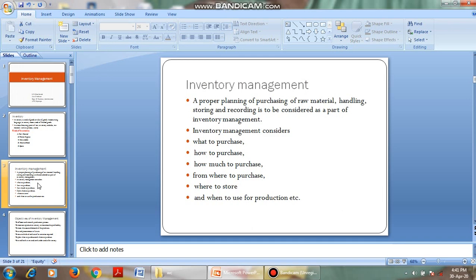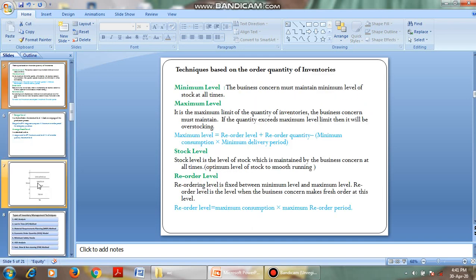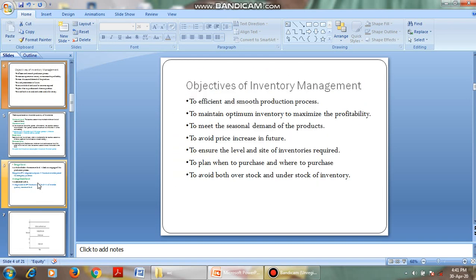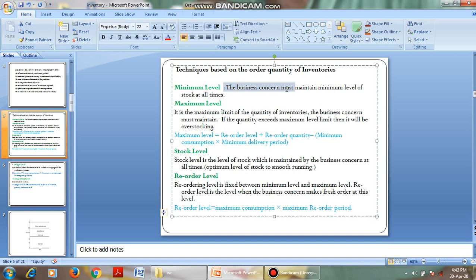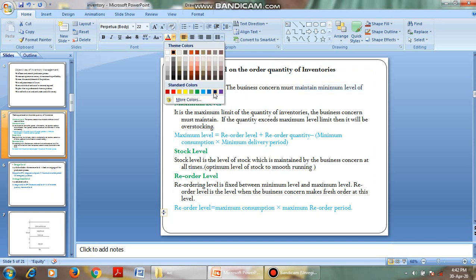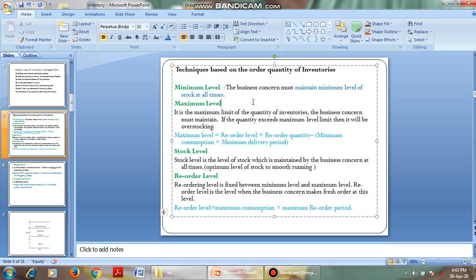Okay, next, coming to inventory, the next one is techniques based on the order point of inventories. That is, we have to know different quantities of inventory. First one is minimum level. It says that a business concern must maintain a minimum level of stock at all times. That is, at every time of its production it has to maintain a minimum level of stock. That is called minimum stock.